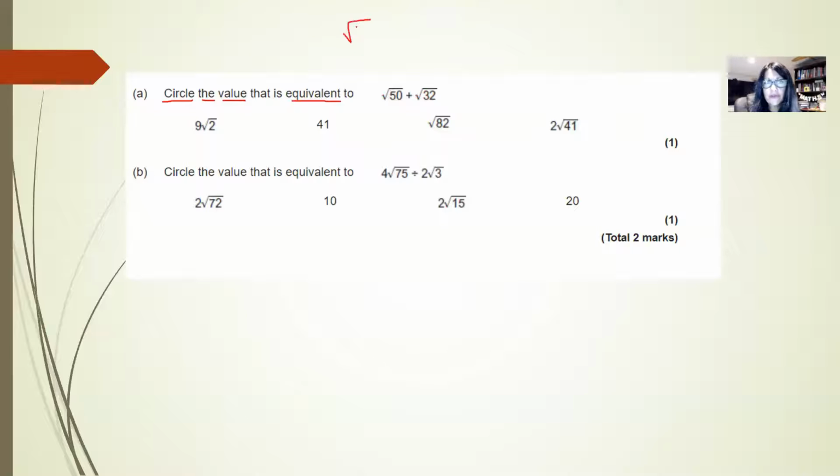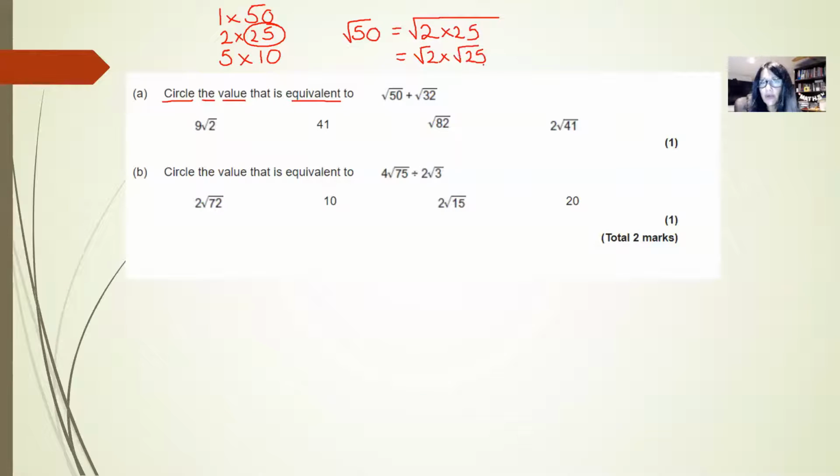So root 50, I'm looking for 2 numbers that multiply to give me 50. So I could have 1 times 50, but I need one of them to be a square number. 2 times 25 is 50. There's my square number. So it's 2 lots of 25, and now I can separate those. Root 2 times root 25. Well, I know root 25 is just 5. So root 50 simplifies to 5 root 2.